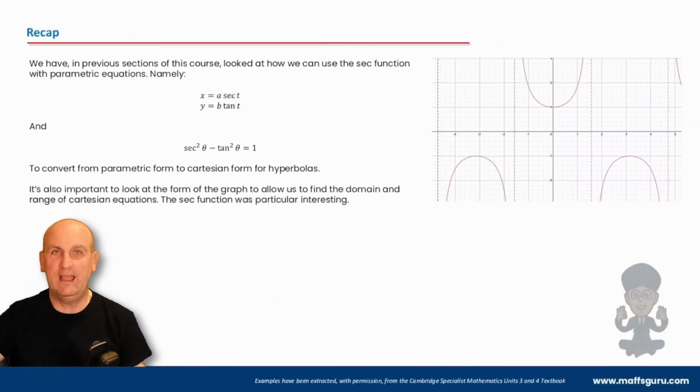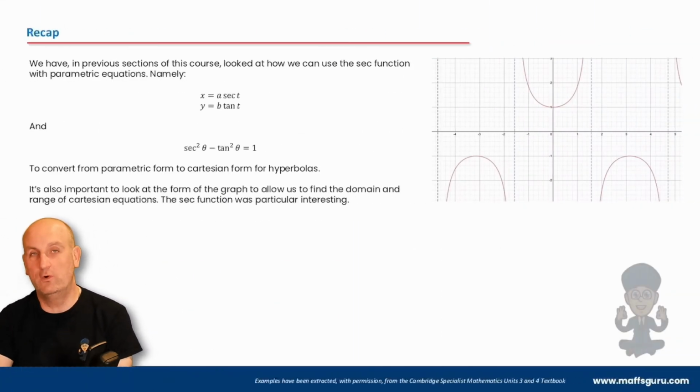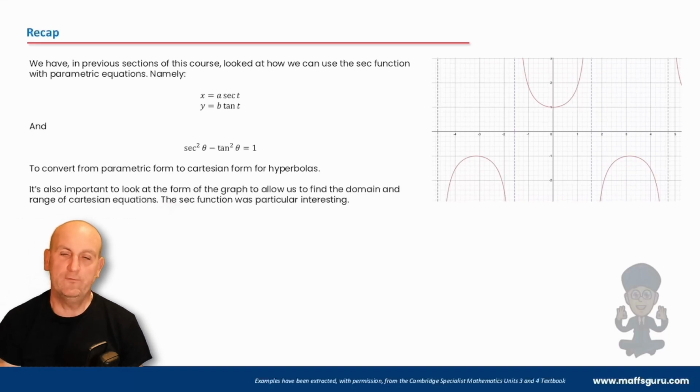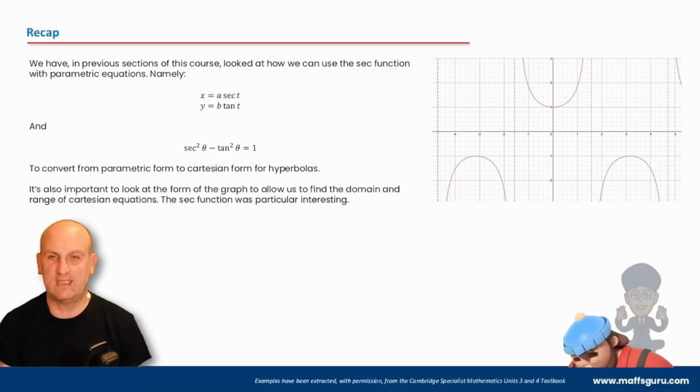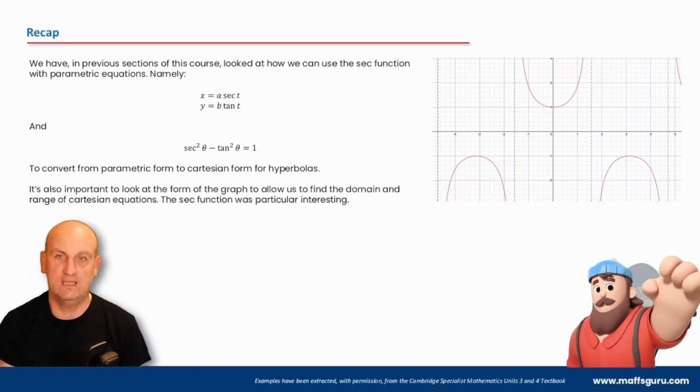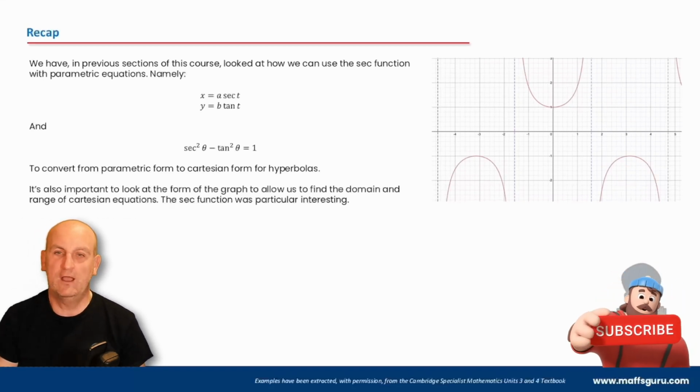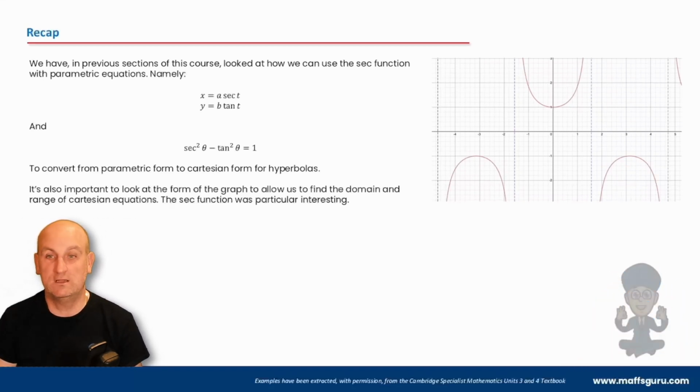Right, well, let's recap some of the work that has gone before in this particular course. We already met the idea that we can use the sec and tan functions with parametric equations to help us form from parametric to Cartesian form. And if you haven't got any clue what I'm talking about, that's fine, the video is coming if it's not already there. Knowing what the shapes of graphs are is critically important.